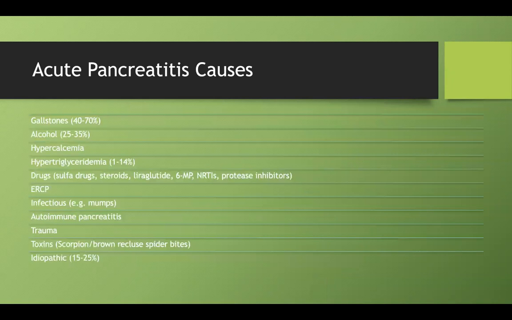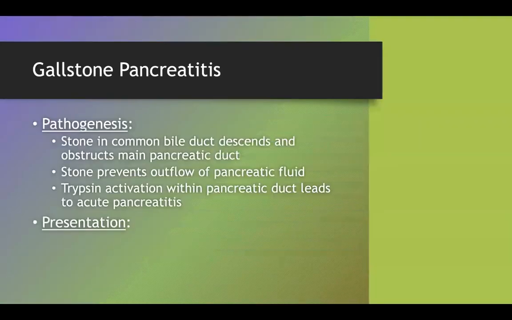And even here you can see that the most common cause of acute pancreatitis is gallstones in the first place. 40 to 70% of all cases of acute pancreatitis are caused by gallstones, depending on which resource you use. So very common. How does this present? The presentation is pretty obvious.